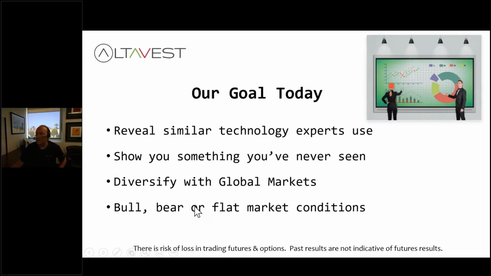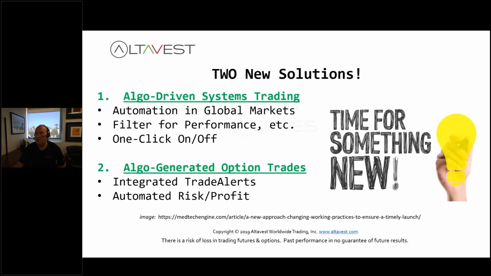Our goal today, we'll look at technology experts are using, something you've likely never seen, diversifying among global markets in bull, bear, and even sideways conditions. So 2 new solutions are algo-driven, automated systems trading. You can filter for performance or any criteria that you would like. You can just flip that switch off or on and walk away. And then also options trading. We're going to show you how to do a lot of automation with some unique technology for options trading.